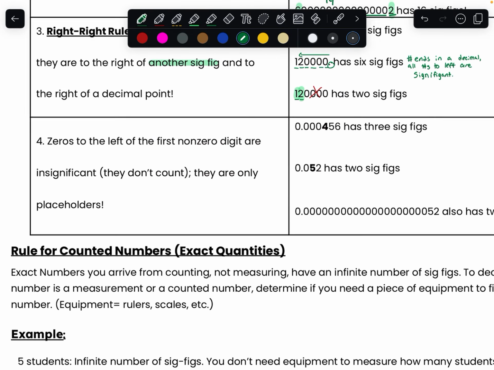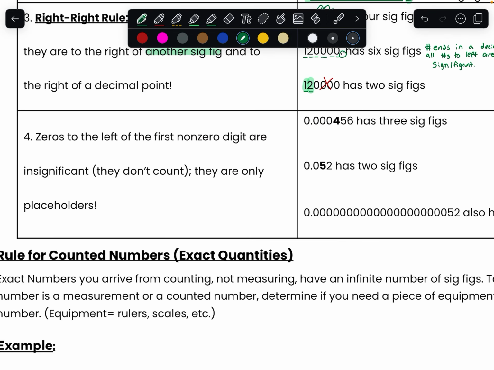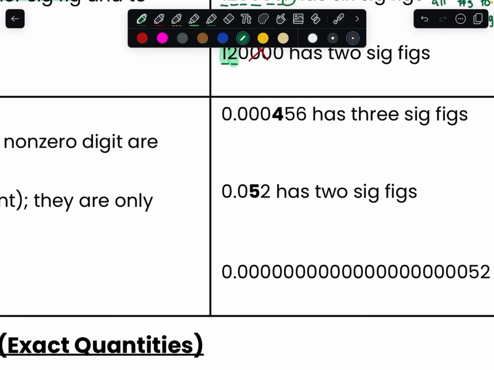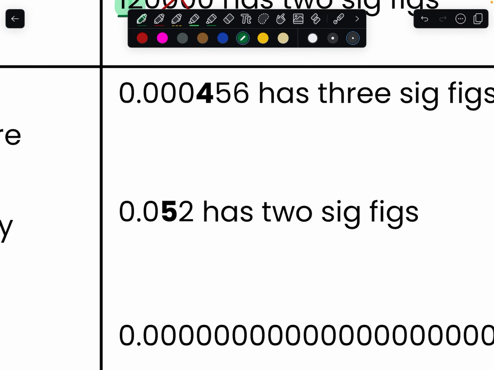All right, last rule is zeros to the left of non-zero digits are insignificant, or they're just called placeholders. Okay, they're not counted as sig figs. So the first non-zero digit in this reading is the 4 that's bolded here. So these 3 are significant, making this number have 3 sig figs. These, underlined in red, are what we call our placeholder zeros. So I'm putting a P above them, okay?